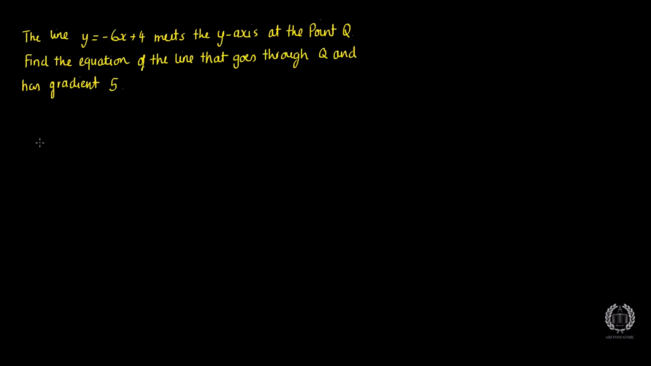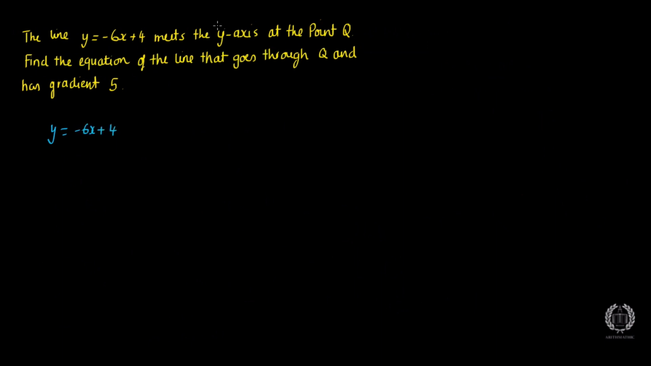In this one, the question is saying the line y equals minus 6x plus 4 meets the y-axis at the point Q. Find the equation of the line that goes through Q and has gradient 5. The first thing I'm going to do straight away is change my color from yellow to blue. First, I'm going to write the equation of the line: y equals minus 6x plus 4.